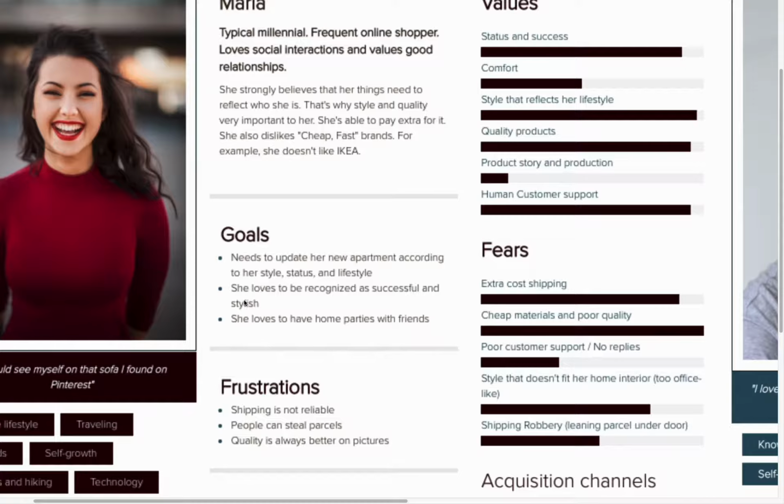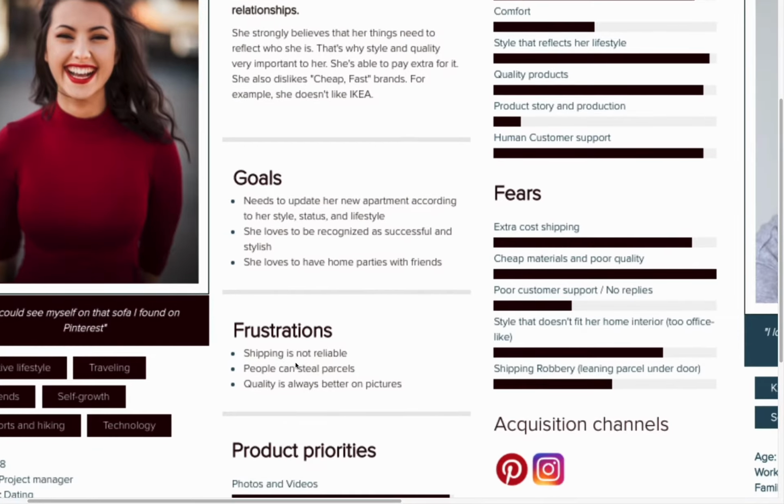She has this style, and since it's important for her to create this image, she loves home parties. She invites friends. So she's a very, very outgoing person.